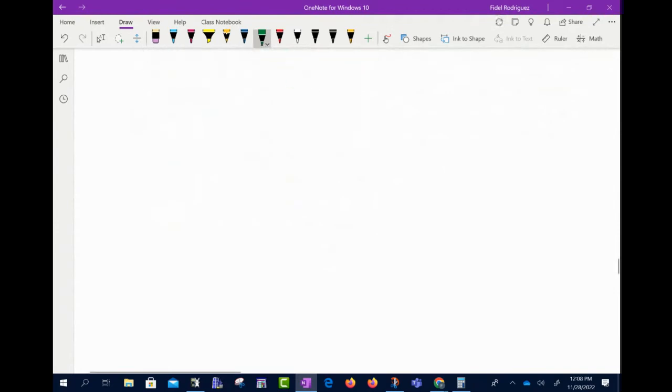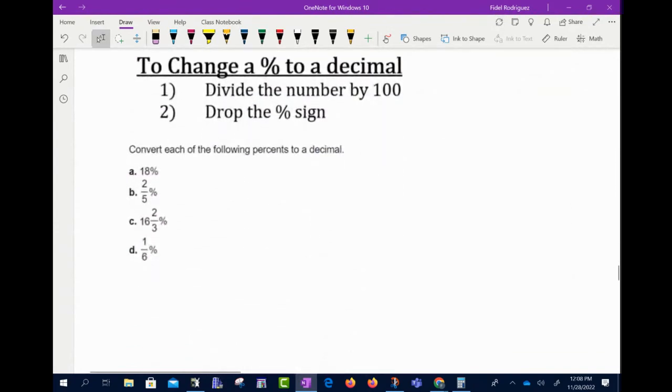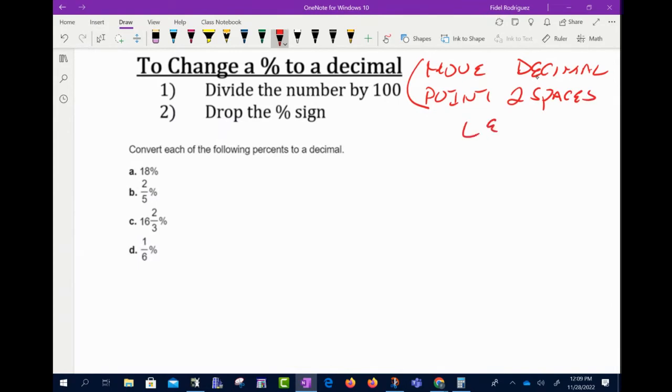Okay, so now let's figure out, how do we go backwards? To go backwards, we're going to divide the number by 100, and we're going to drop the percent sign. Okay, so just like I said before, y'all, when we multiply by 100, we end up moving our decimal point 2 spaces to the right. When we divide by 100, we move our decimal point 2 spaces, but now we end up moving it to the left, okay? So I'm going to do the same thing here. 18% is going to be 0.18. I moved it 2 spaces to the left.